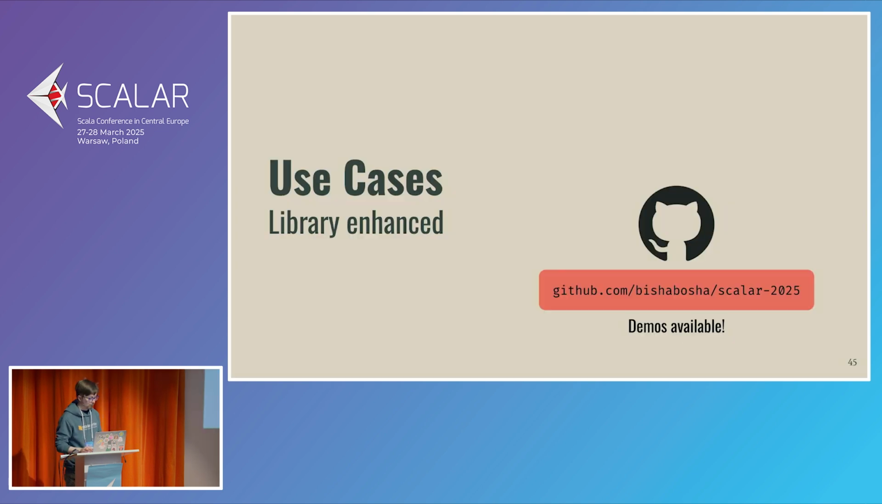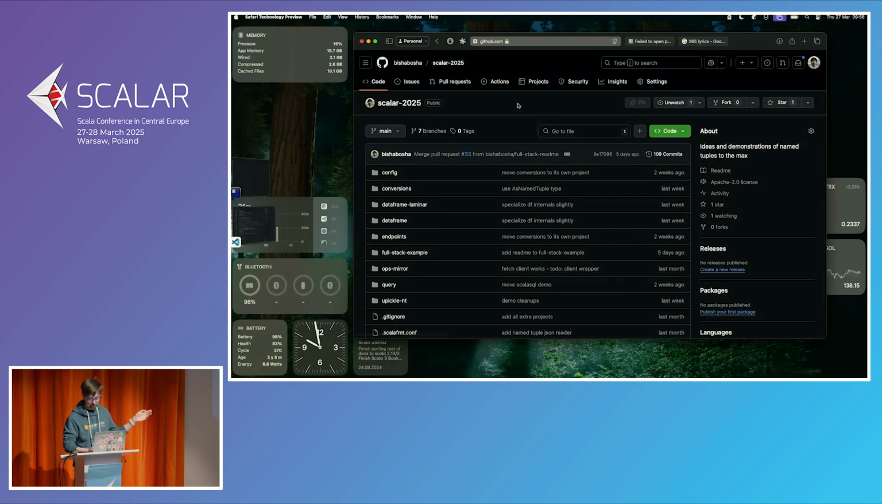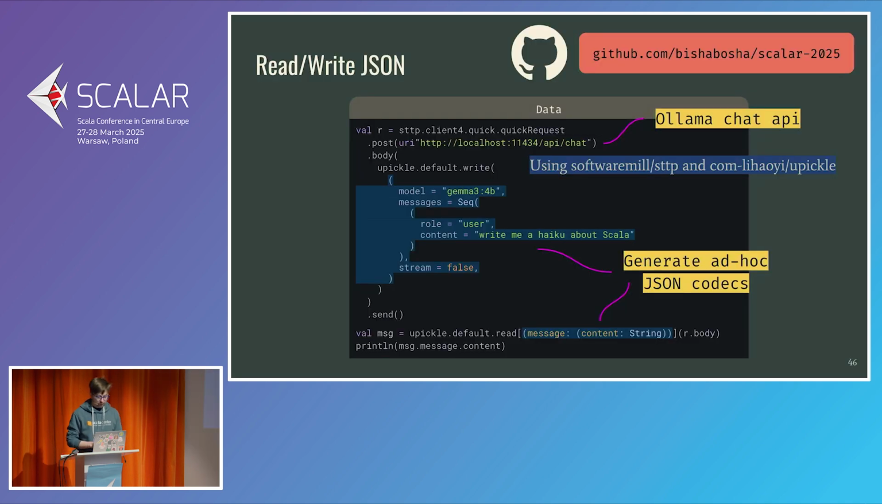And so I want to show a lot of demos that I've prepared on my GitHub Scalar 2025 repo, which is here. It's public. There's actually a lot more than I'm going to show in this talk, so I encourage you to take a look. So the first thing is, obviously, we've got to convert named tuples to JSON, which is, in this example, basically dynamic typing, but whatever.